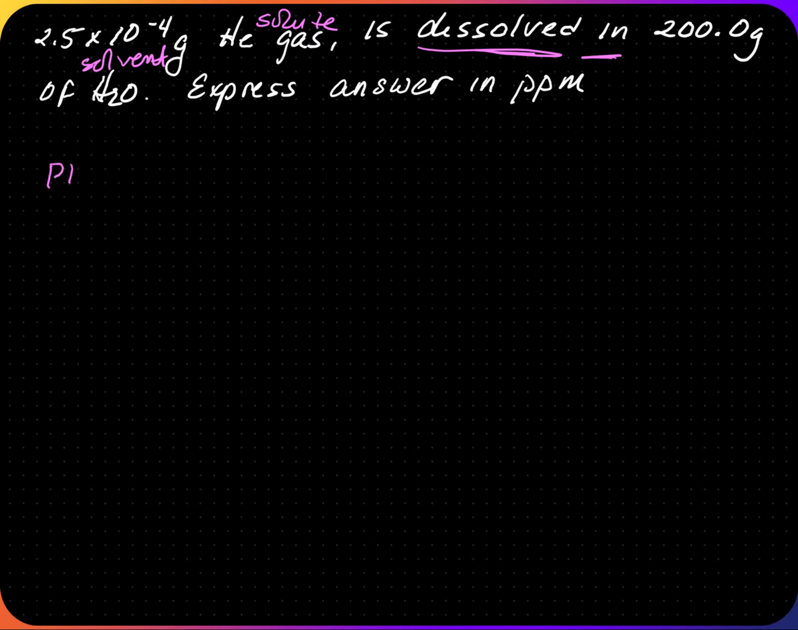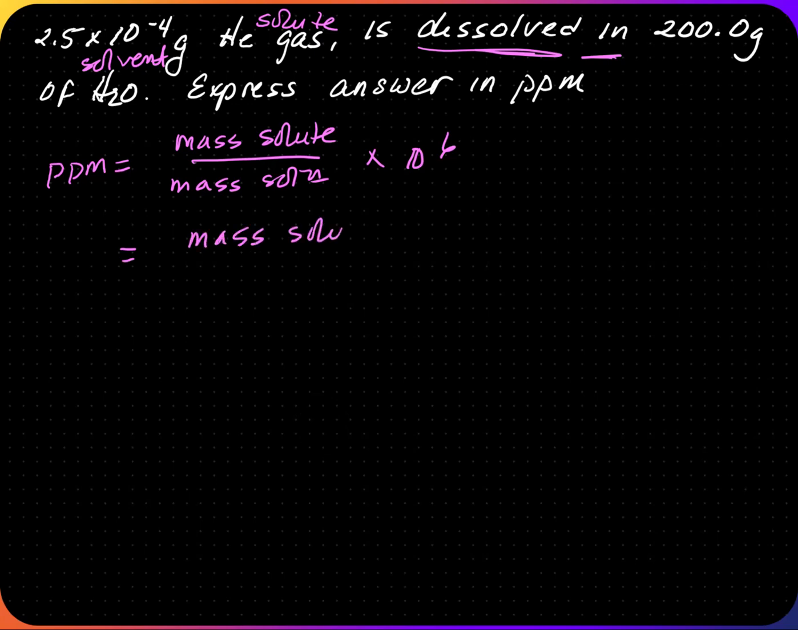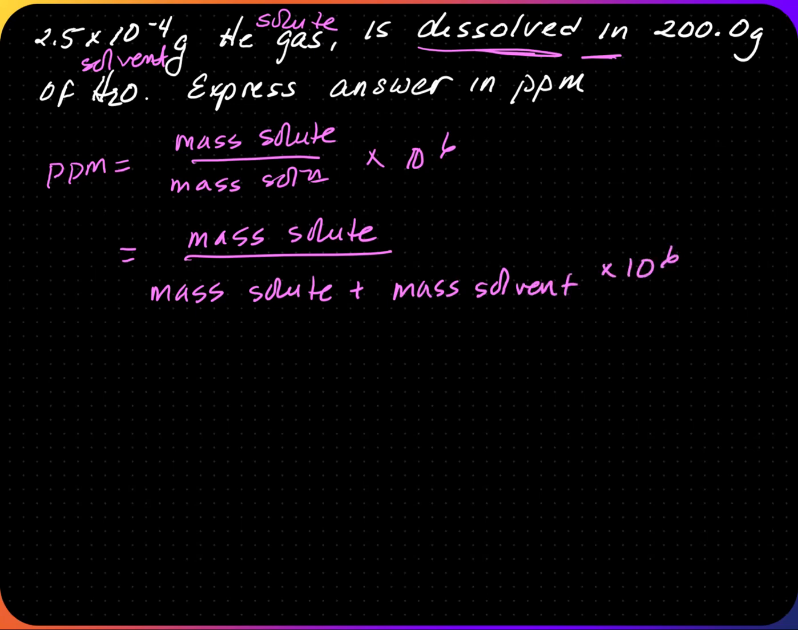Parts per million is equal to mass of solute over mass of solution times 10 to the 6th. Substituting in for mass of solution, this is mass of solute over the mass of solute plus mass of solvent, times 10 to the 6th. And again, you could solve for the mass of solution outside and then plug it in.